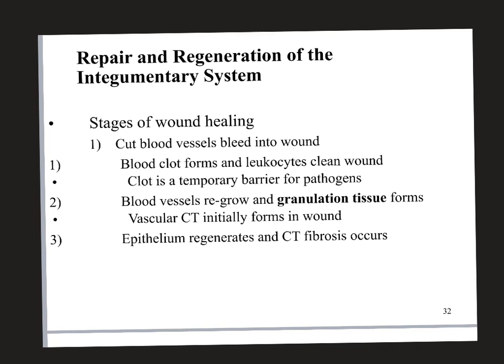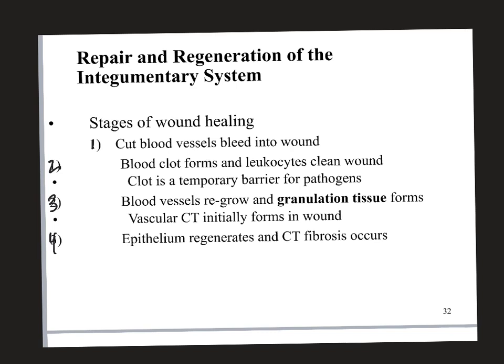So there are 4 stages of wound healing. I'll show you. They're kind of written here. Here's 1. This is 2, 3, and 4. Okay, number 1, you have a cut. The blood vessels are broken, it bleeds into the wound. When it bleeds into the wound, a clot forms. The clot forms as a temporary barrier to prevent pathogens from coming in and prevent loss of blood. So that's the second step, the formation of a clot.